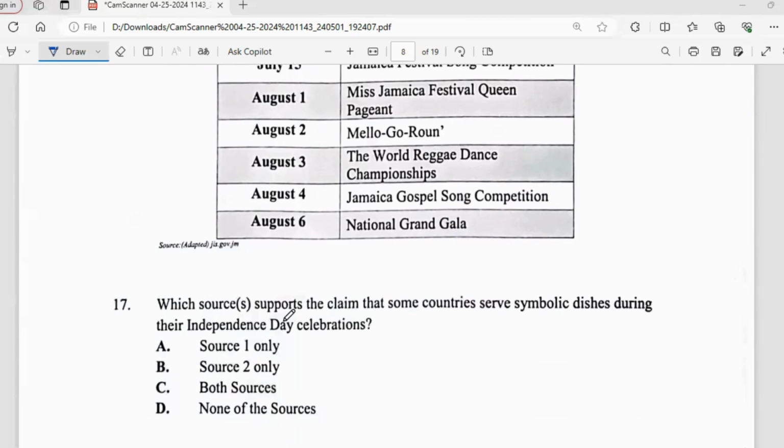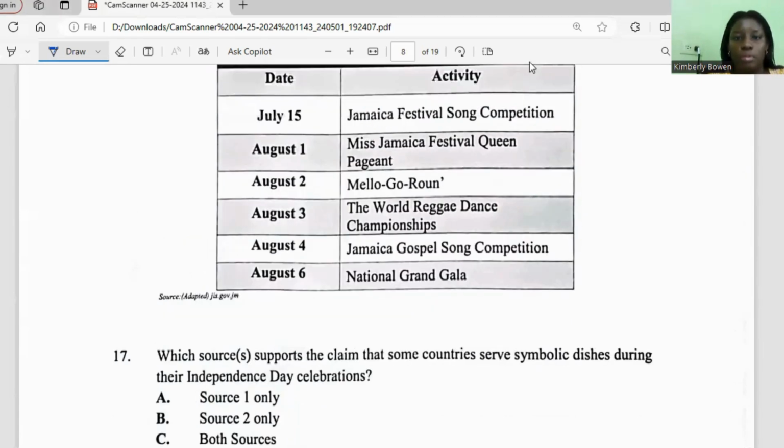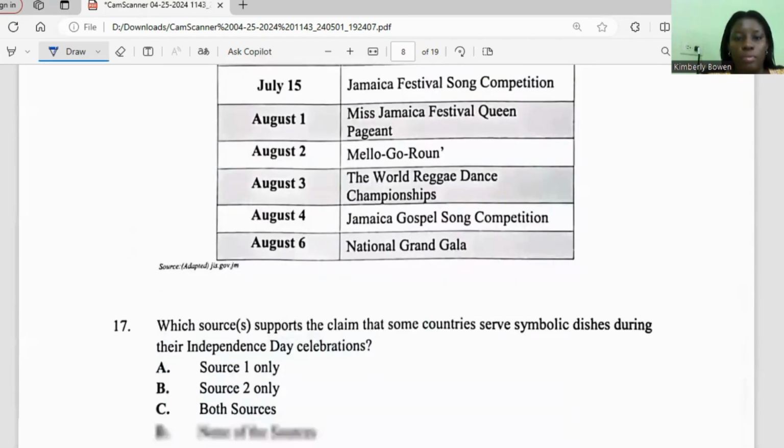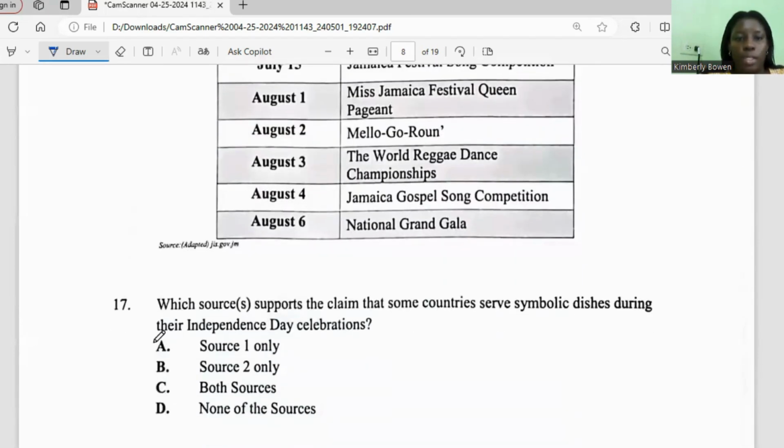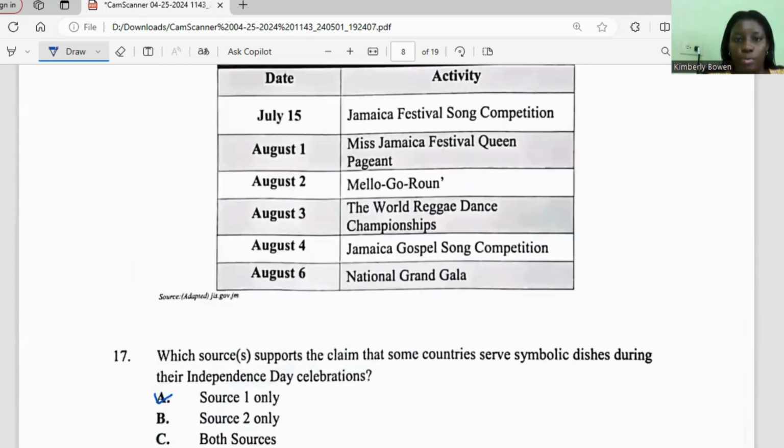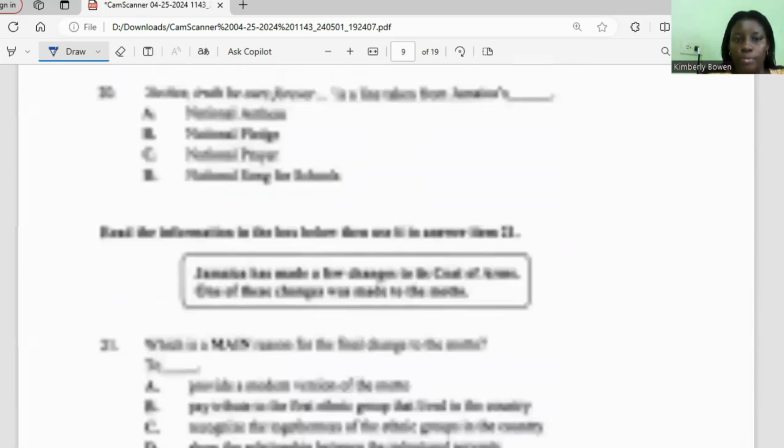Which source supports the claim that some countries serve symbolic dishes during their Independence Day? It's source 1 only, because I'm not seeing any specific dish for source 2.